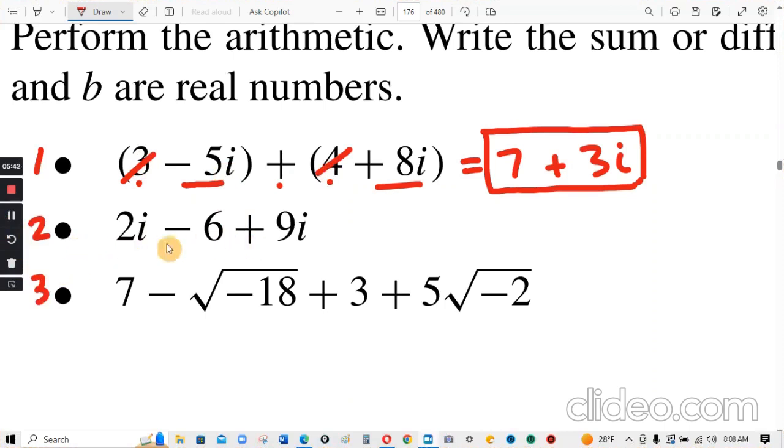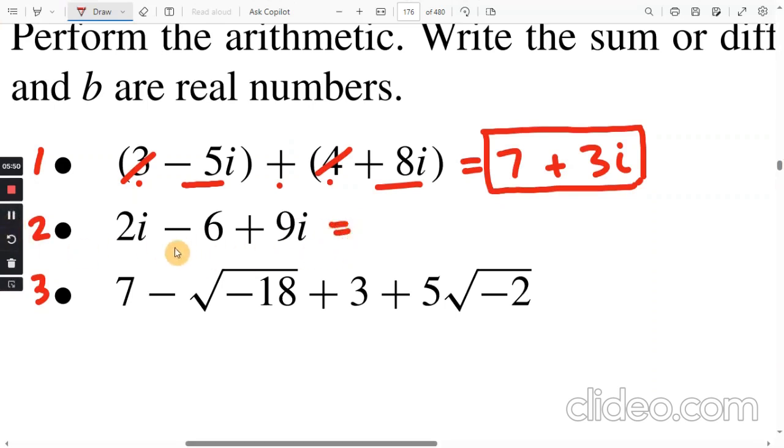All right, try number 2 real quick. I think most of you can do it in your head. Again, pretty simple. Combine like terms. I'm going to put the real number first, so the negative 6 is the only real number. And then 2i plus 9i, of course, is positive 11i.